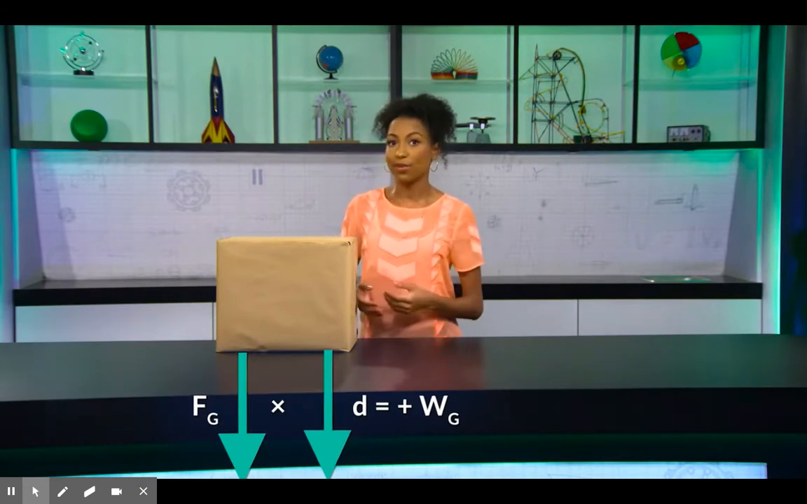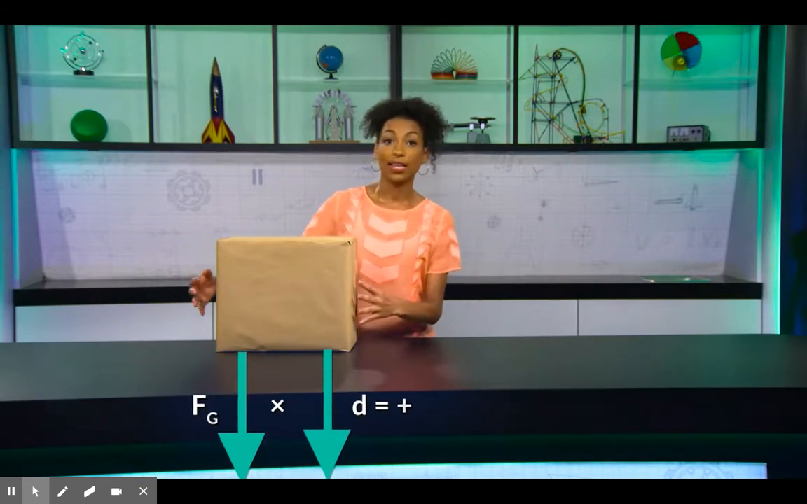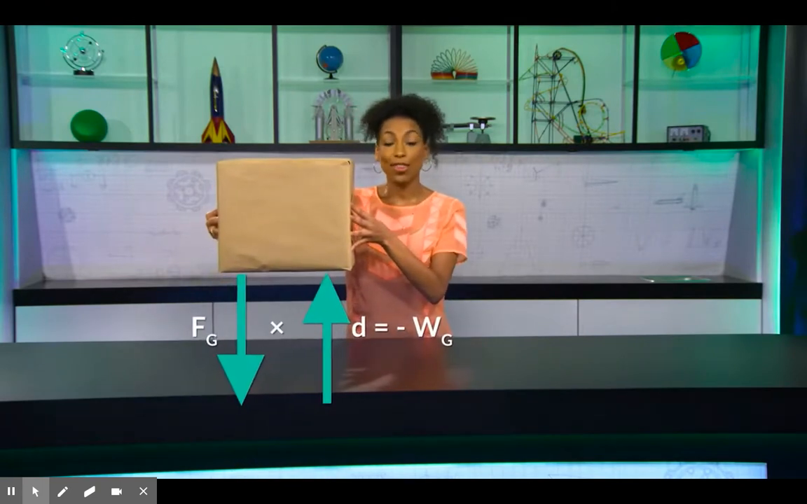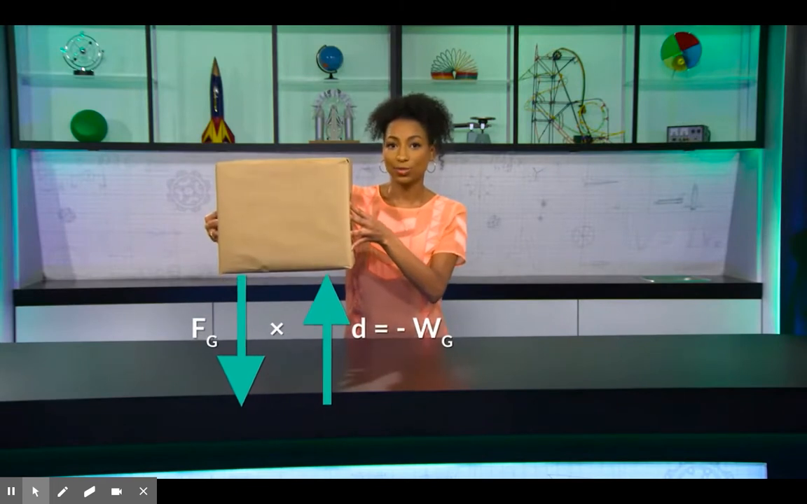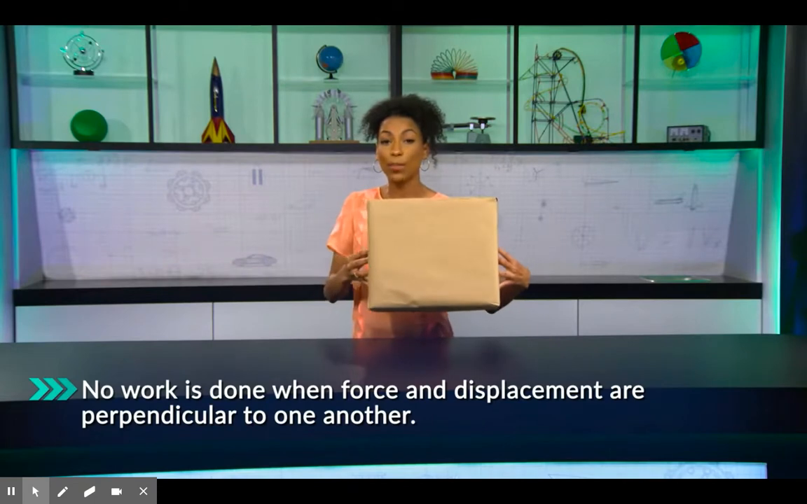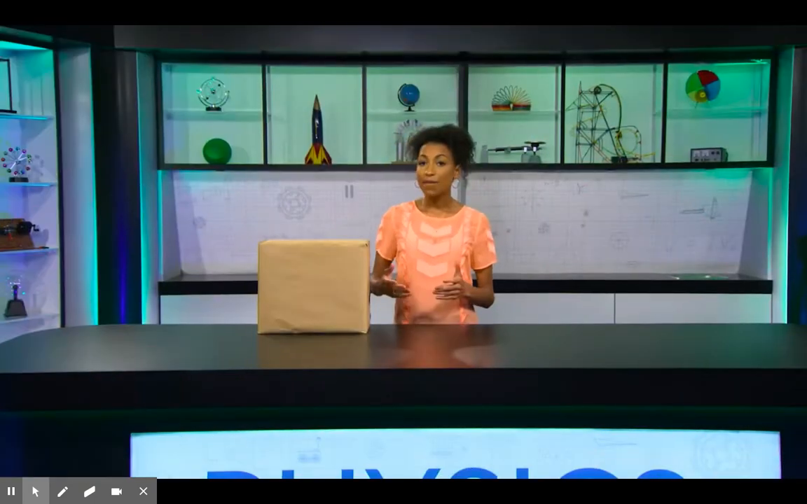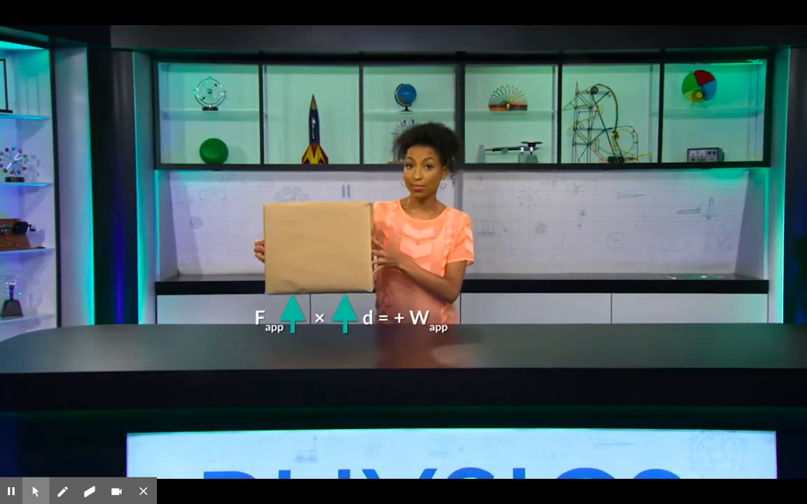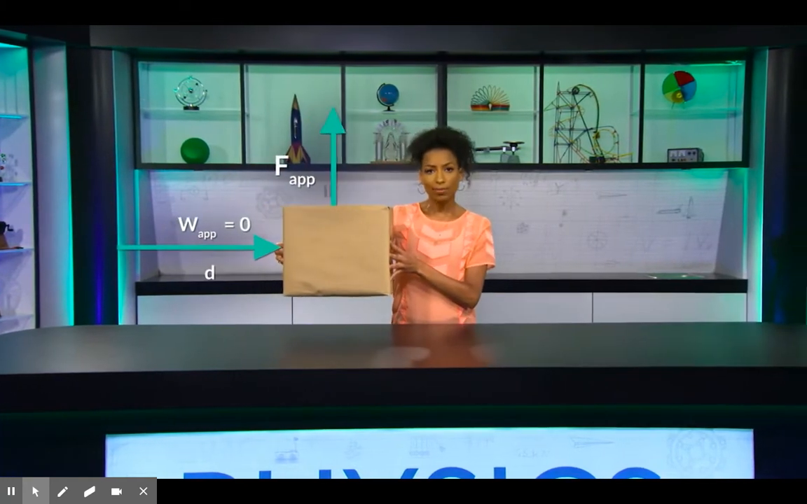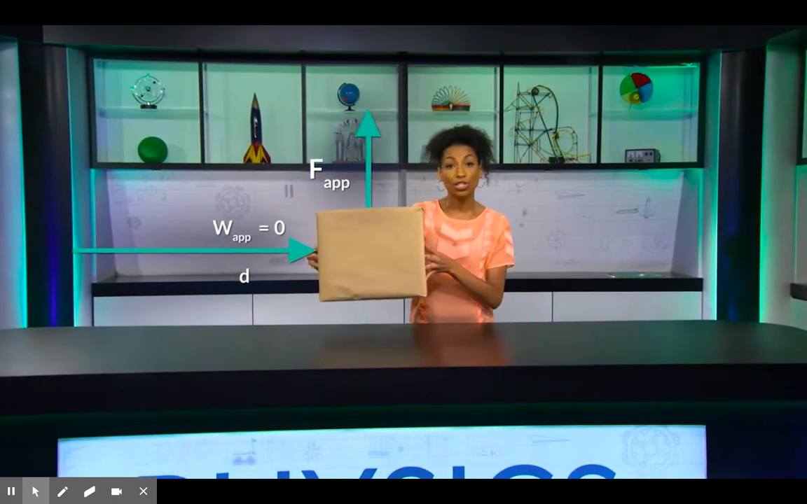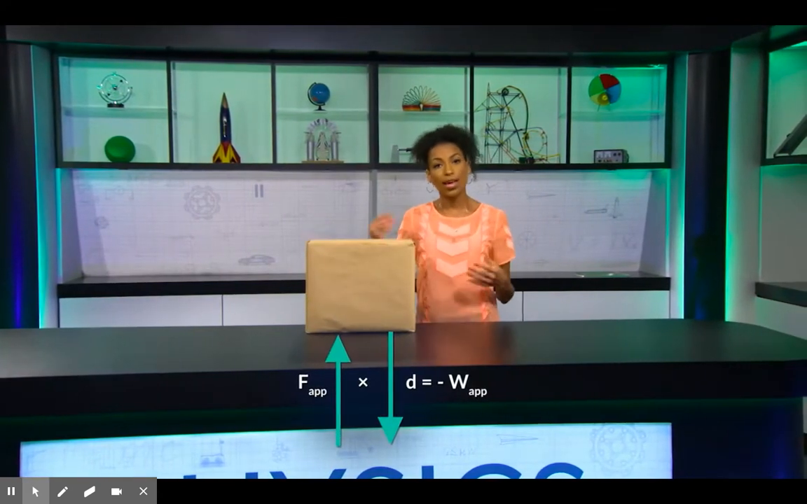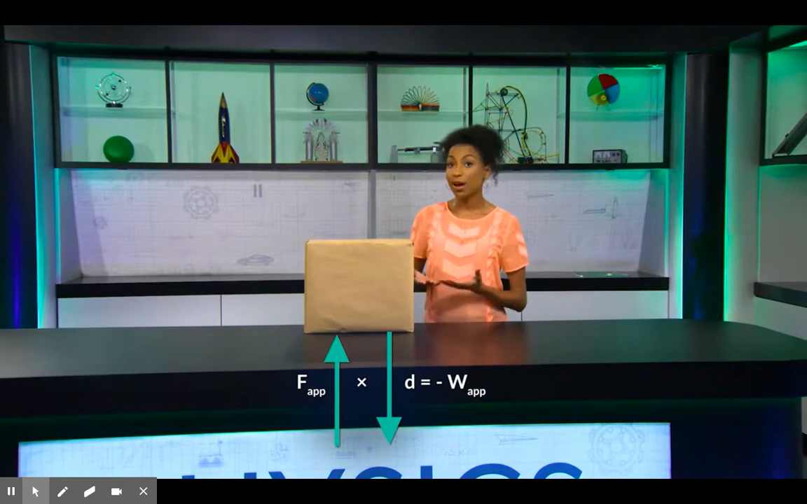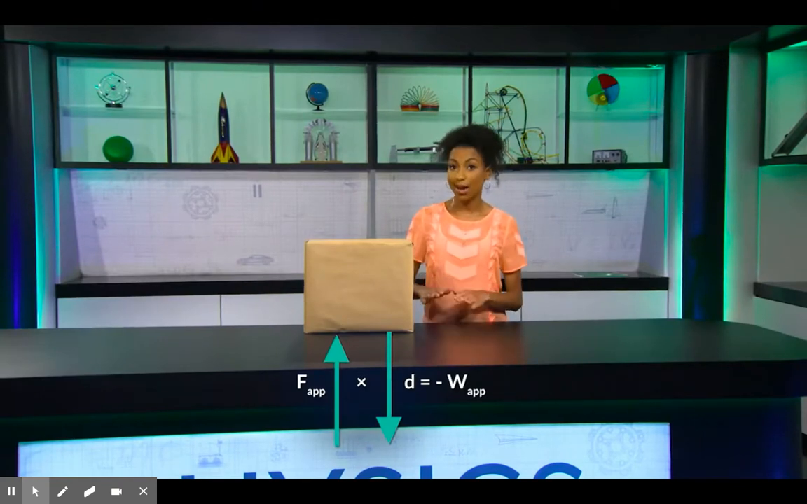It's moving in the direction of the force, down. If I lift this box up, the work done by the gravitational force on the box is negative. Its displacement is in the opposite direction to gravity. And there's no work done when the force and movement are perpendicular to each other. If I pick up the box, I'm doing positive work. And then when I walk, I'm doing zero work on the box since I'm pushing it upward, but it's moving to the side. When I set the box down, I'm doing negative work because my applied force is up, but the box's displacement is down.